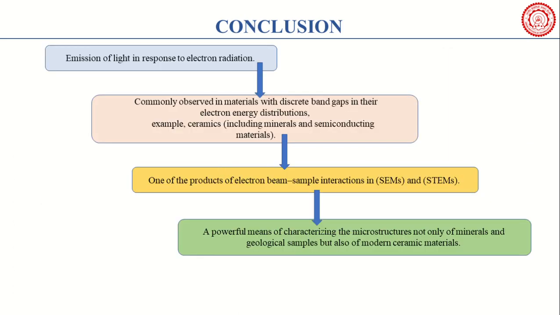Now concluding, CL, that is cathodoluminescence, is the emission of light in response to electron radiation. It is commonly observed in materials with discrete band gaps in their electron energy distributions, for example ceramics and semiconducting materials. It is also one of the products of the electron beam sample interaction in SEM and STEM, that is scanning electron microscopes and scanning transmission electron microscopes. It is also a powerful means of characterizing the microstructures not only of minerals and geological samples but also of modern ceramic materials, and also in nanophotonics and material science.